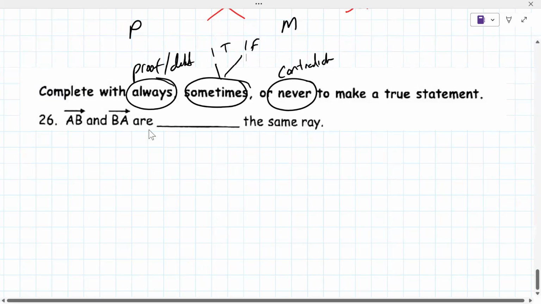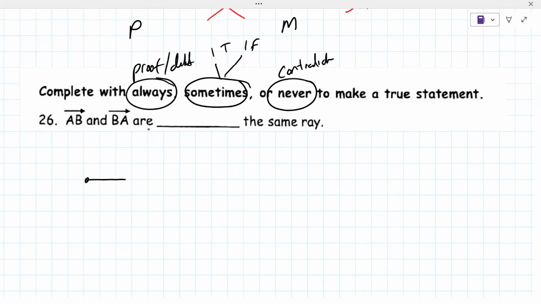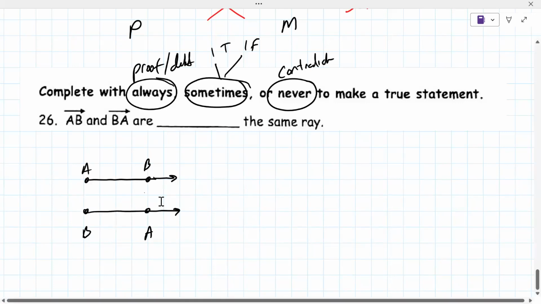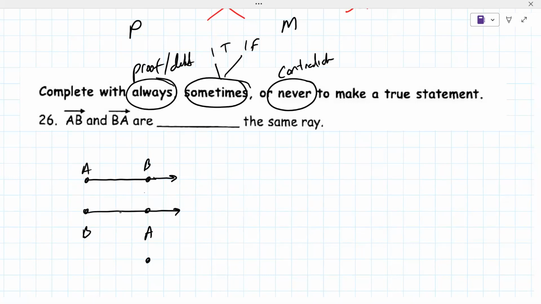AB and BA are sometimes, always, never the same ray. Here's what AB is. It starts at A, it goes through B, but it goes to the right. Here is BA. Are these the same? No. Well, they are, like if you figure out the letters, they're the same. Okay. But here's the other possibility. This could be B and this could be A. Now are they the same? The first and the third? No. So this is a sometimes.